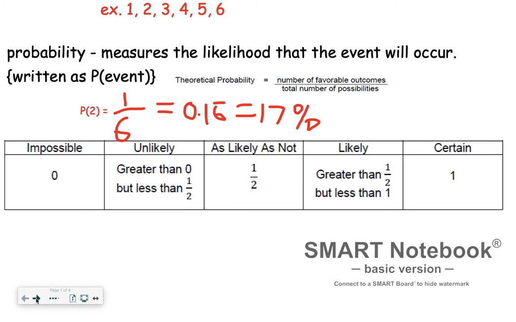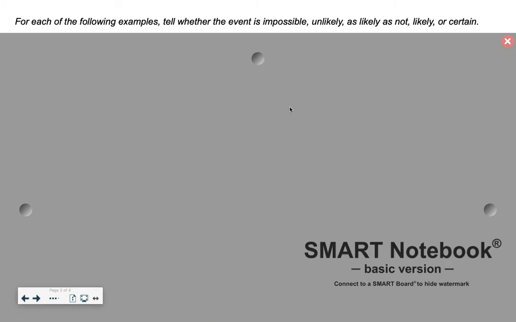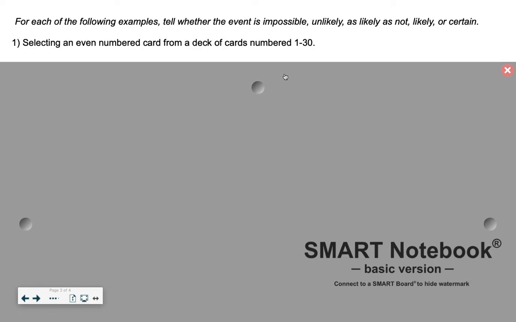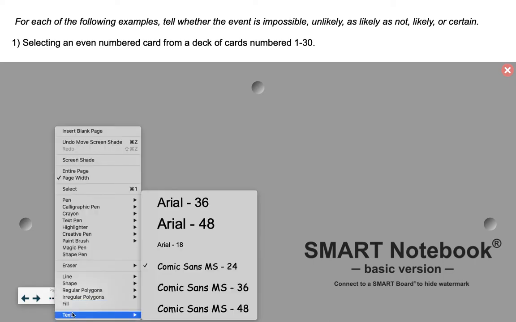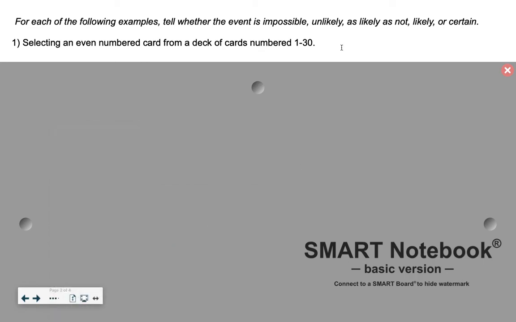Oh, here's my little toolbar down here. Okay, so we're going to be looking at some different events, and we just want to write if the event is going to be impossible, unlikely, as likely as not, likely, or certain. So let's go ahead and look through these, and I'll kind of talk about them as we go. Although I think I might need to get my toolbar back up. So bear with me, guys. I'm kind of learning along with you. All right, here we go. So I'll be able to just type right in here.